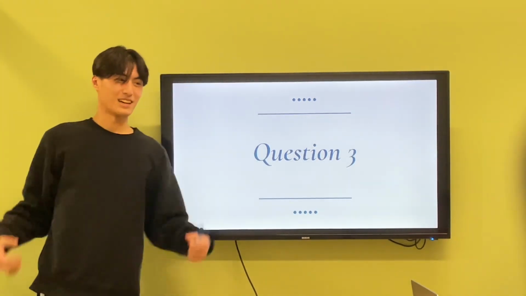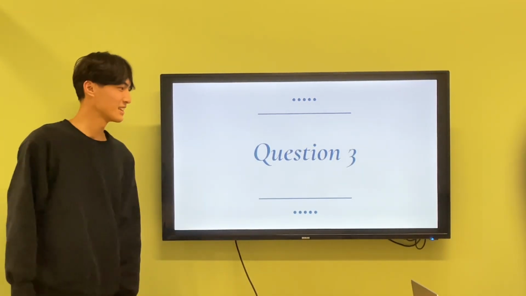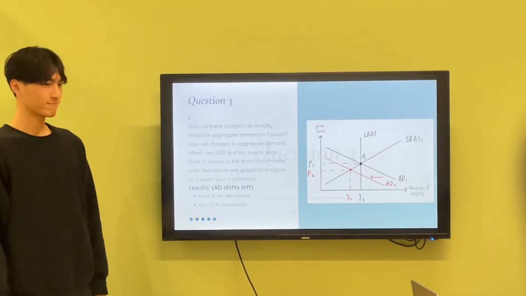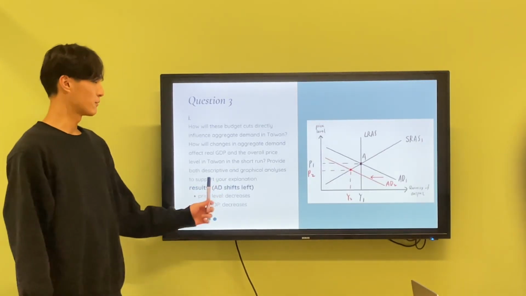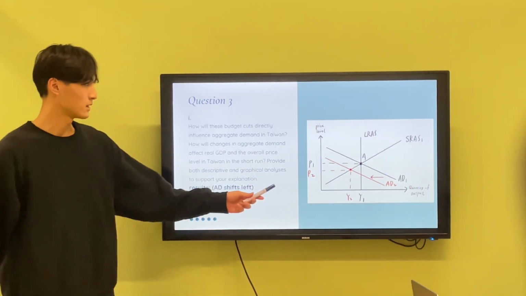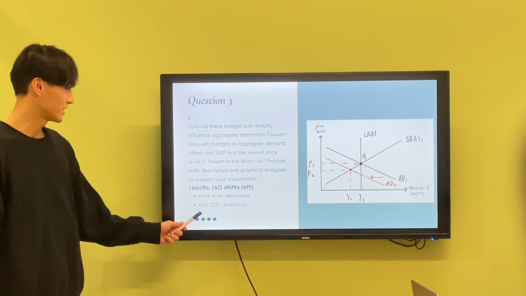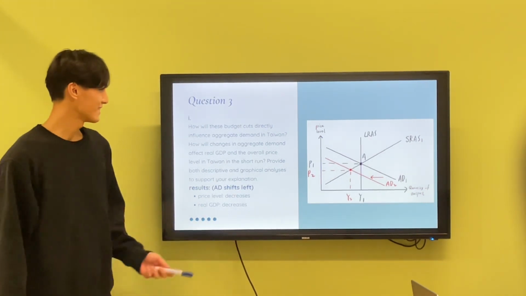Hi, my name is Rick, and I'm going to talk about question 3. The first part is the budget cut can directly decrease the AD curve, which reduces both price level and real GDP. And next one.